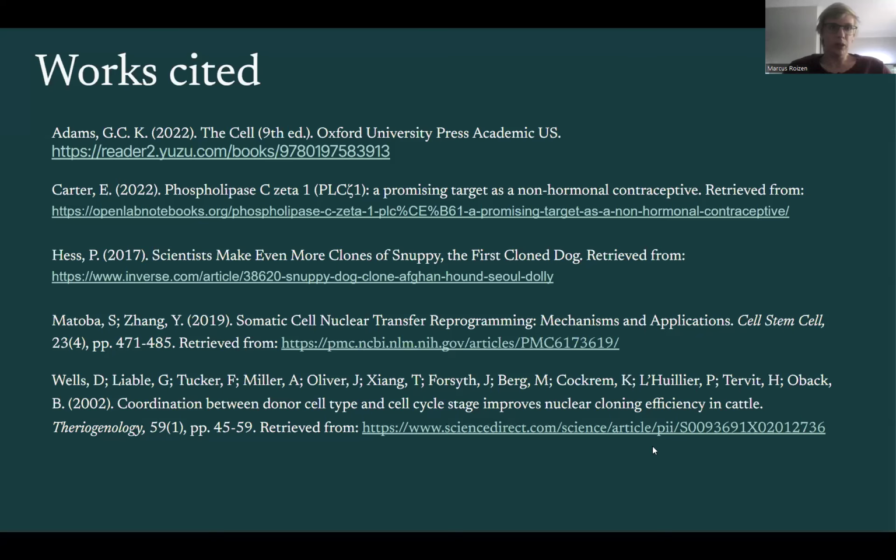Here are my works cited. I got a few things from sources other than the textbook. One of those figures here, a picture of Snuppy with the dog he was cloned from and his surrogate mother. And then there were a couple of studies on somatic cell nuclear transfer involving the cell cycle and epigenetics that I read about, and you can read about here. They're quite impressive and intriguing.